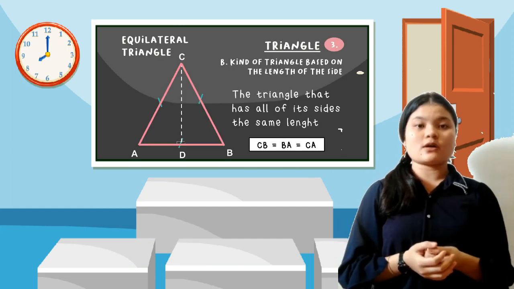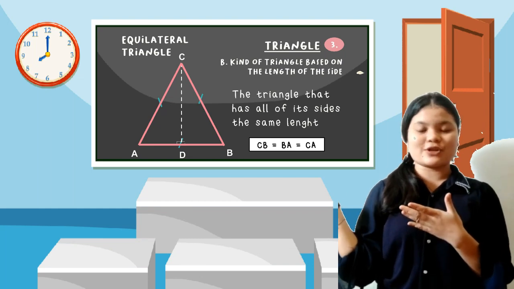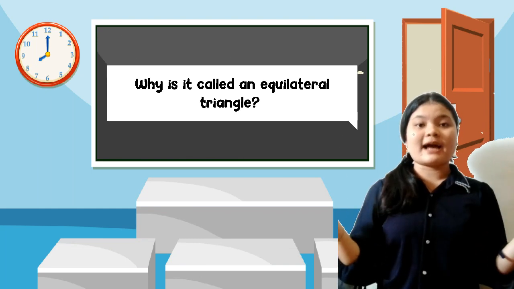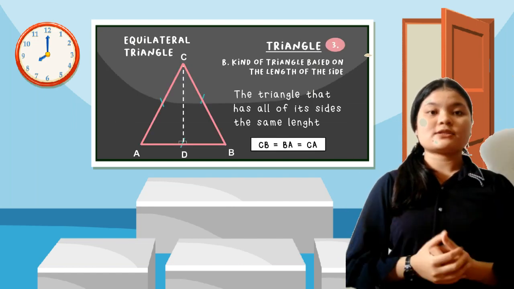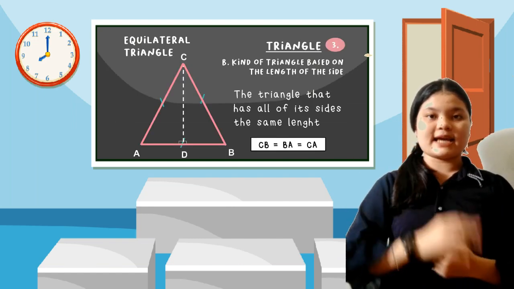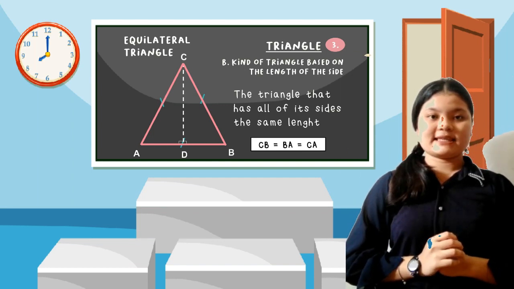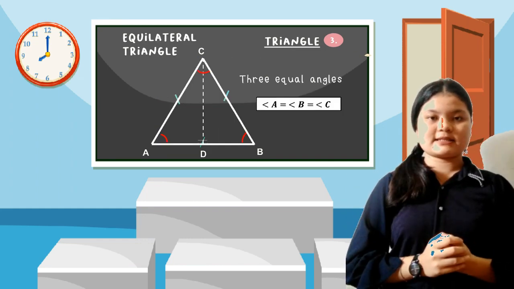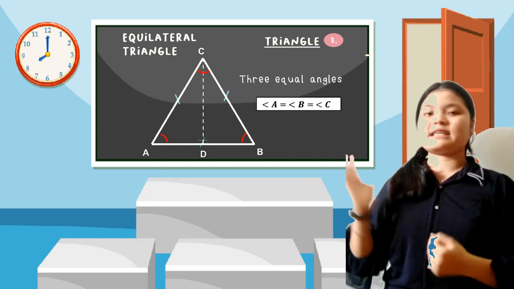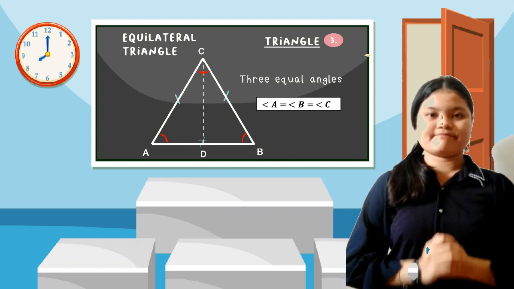This time, we will discuss kinds of triangle based on the length of the side. The first is an equilateral triangle. Why is it called an equilateral triangle? That is because an equilateral triangle has 3 equal sides, namely CB is equal to BA, equal to CA, and 3 equal angles, namely angle A is equal to angle B is equal to angle C.